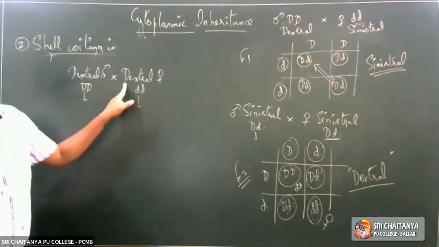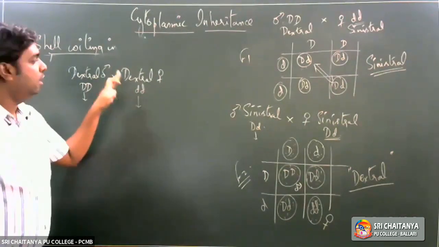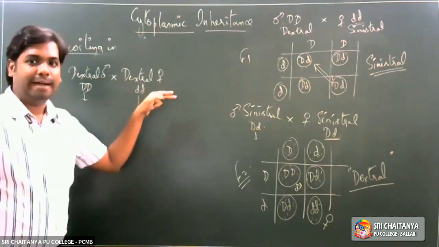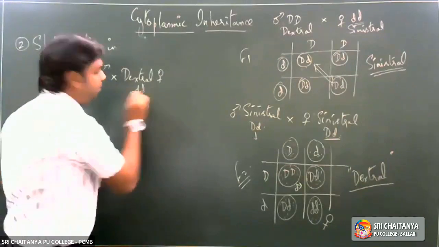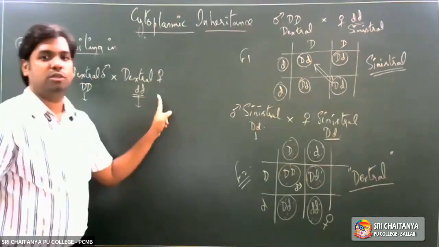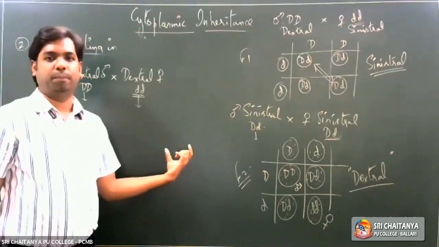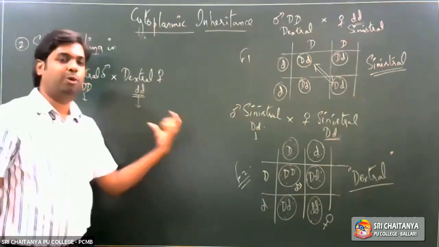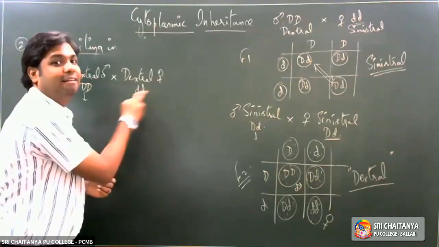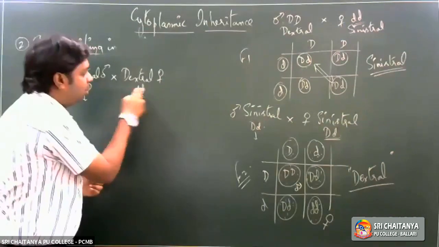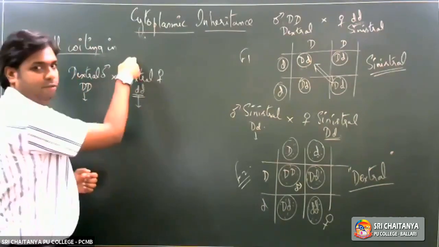Now when we talk about the female here again, the female is dextral, but the genotype is small d and small d. Now will this female produce the protein? No. This female will not produce the protein. Why will the female not produce the protein again? Because both are recessive alleles. Since both are recessive alleles, this female will not produce the protein.